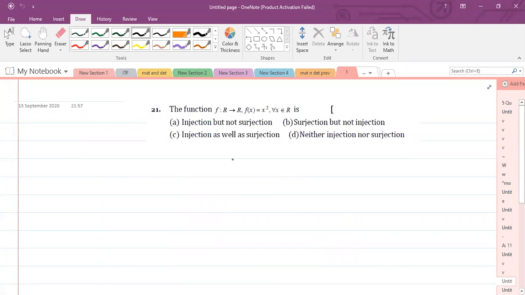Next, question number 21. The function f from R to R given by f(x) is equal to x square for all x belonging to R is. You have different options.